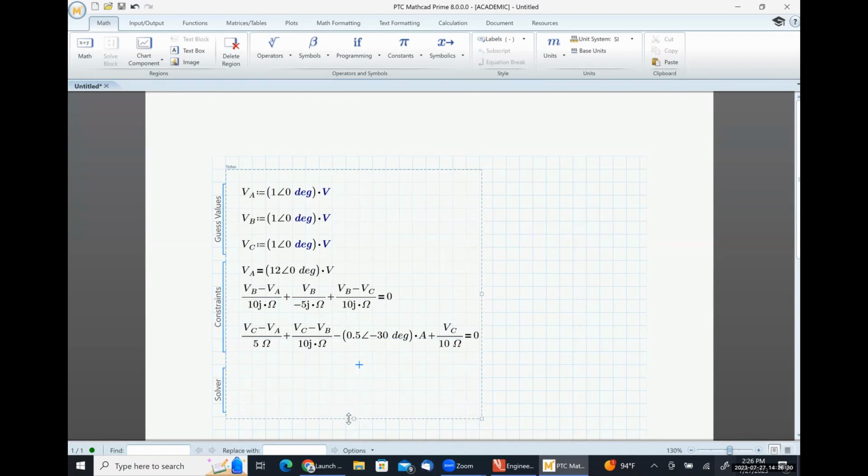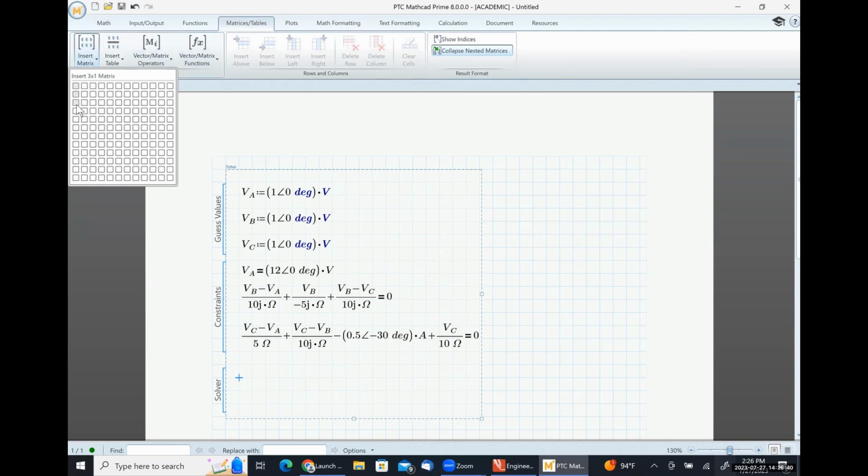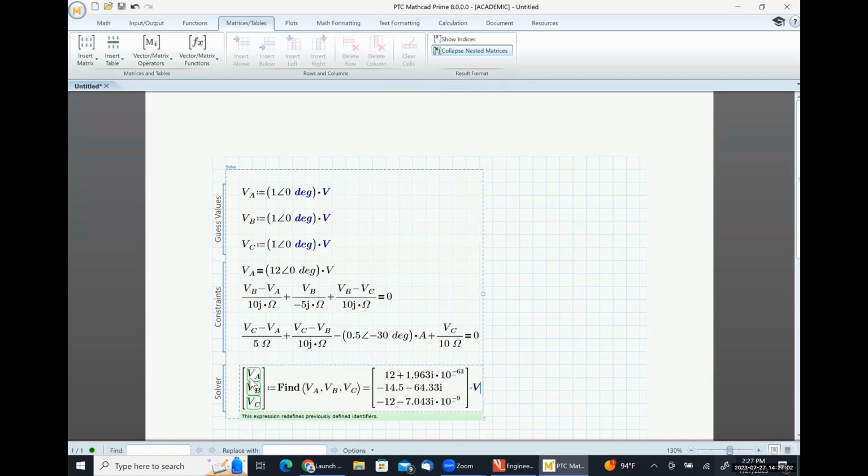Now we're going to tell this to solve it for us. So just like I did previously, I'm going to put a matrix here. Since I have three variables, I'm going to do a 3x1 matrix. Let me just move this down a little bit. So I'm going to have VA, VB, and VC. Shift colon will be equal to find VA, VB, and VC. Press equals, and it has solved things, okay?